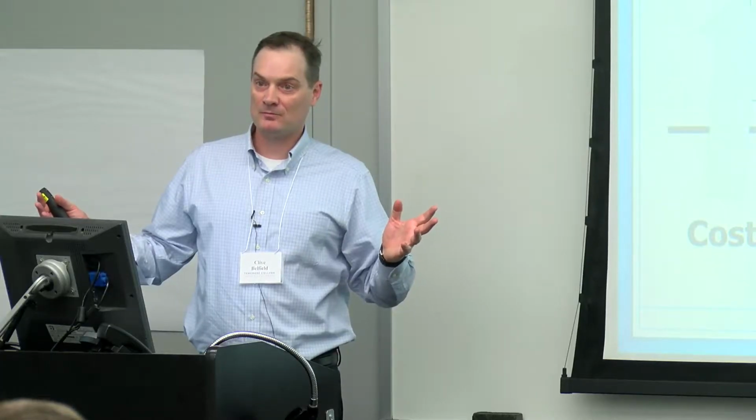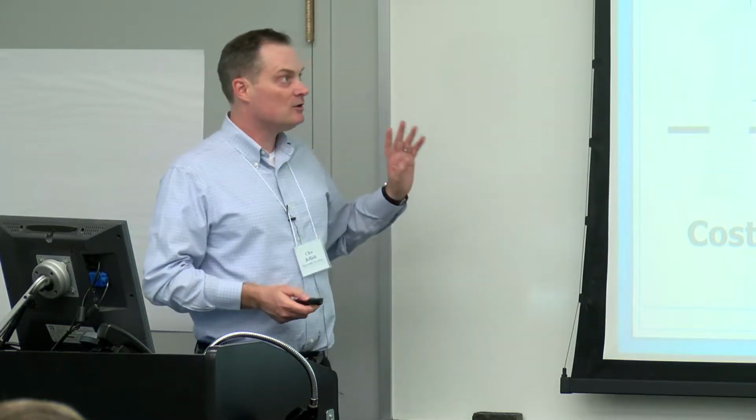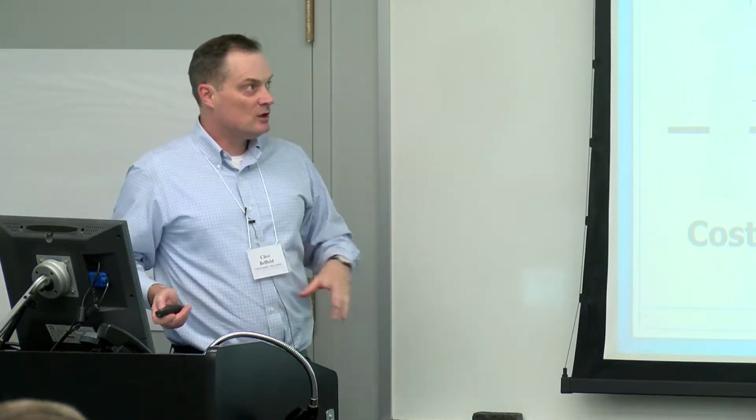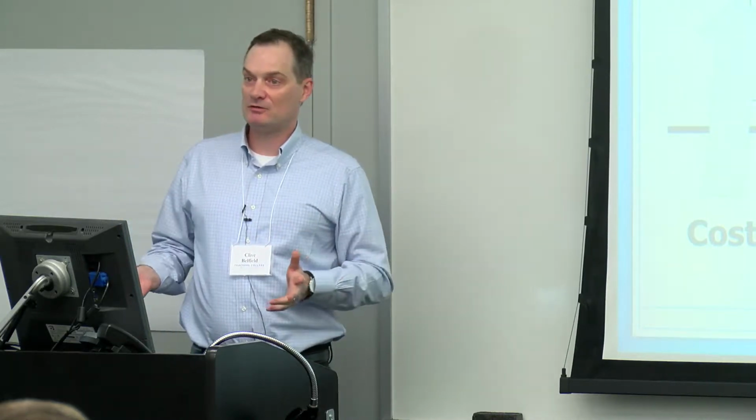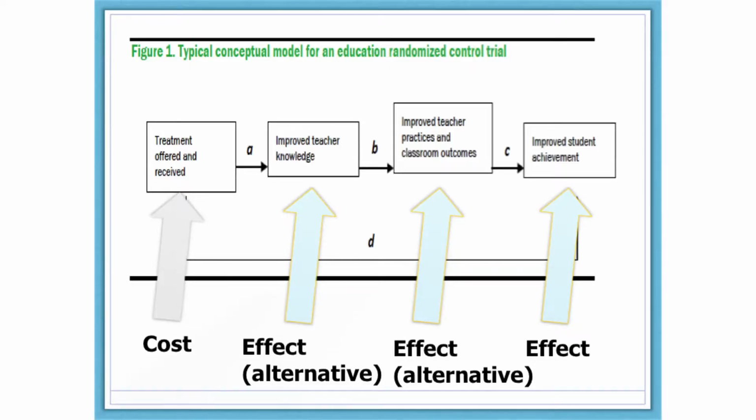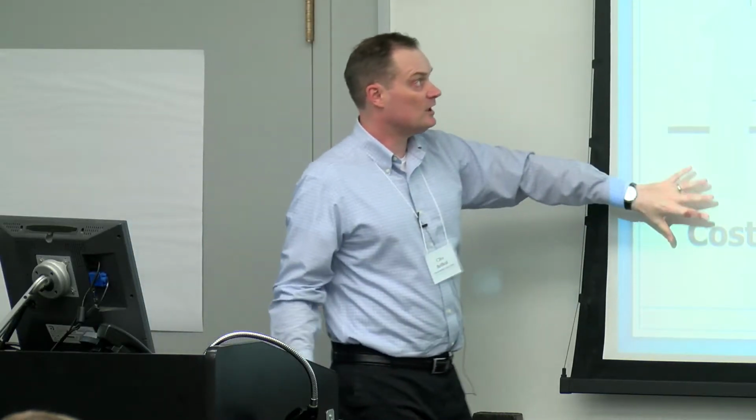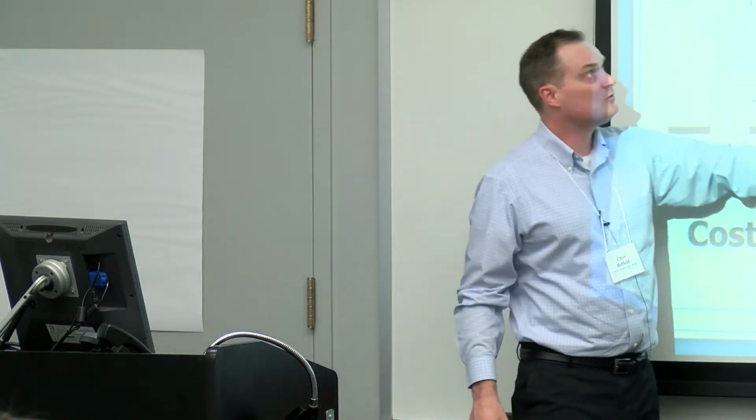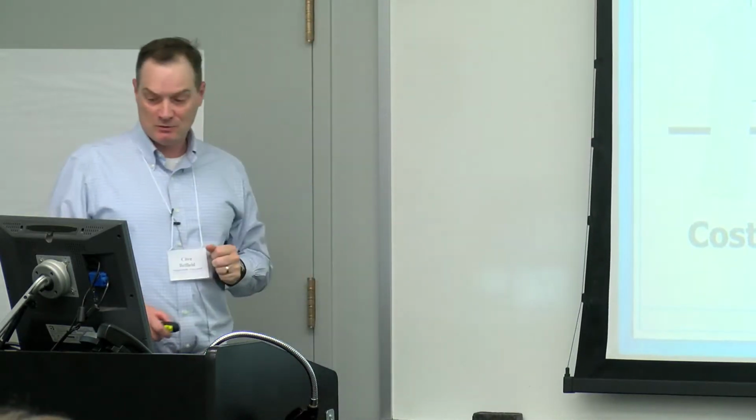It's that simple. Now the reason why we put it in our theory of change is because we don't have to use student achievement as our measure of effectiveness. We could use improved teacher practices, or we could use classroom outcomes. We could use either of those as our measures of effectiveness. And we could even use improved teacher knowledge as our measure of effectiveness. Cost effectiveness analysis is great because you can use any measure of effectiveness you want. So we would just relate what the program costs to the effect of the program relative to some counterfactual.